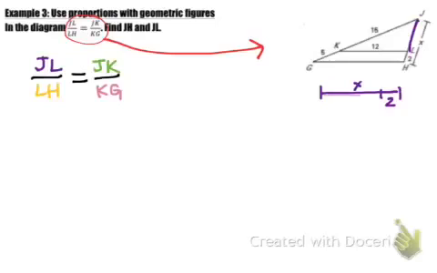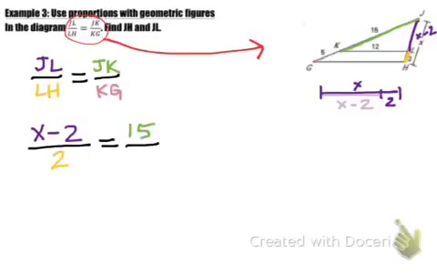But what is that little portion in between? Well, if my whole entire segment is x and the little portion on the end is 2, then that means the first part would be the whole segment, which is x, minus the end segment, which is 2. So that means that JL is equal to x minus 2. So I fill that in my first ratio. So JL over LH is x minus 2 over 2, which is equal to JK, which is 15, over KG, which is 5.